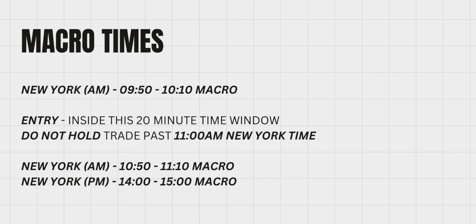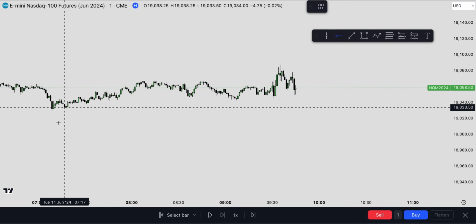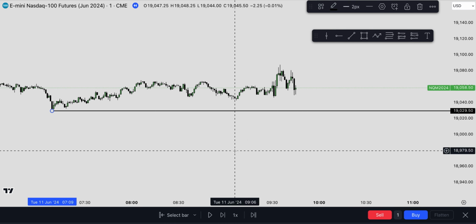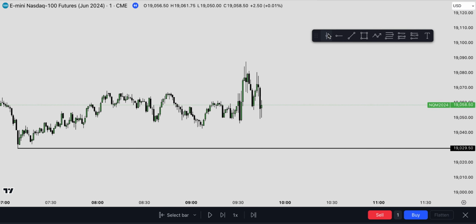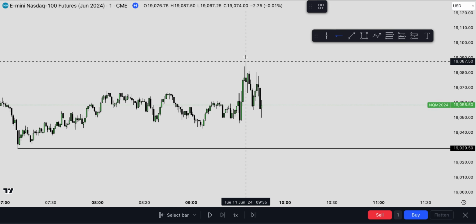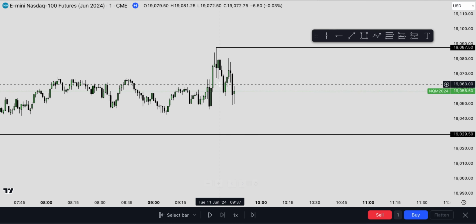So anyways, now that we've gone over all of those things, let's jump into the charts and go over a few example trades. All right, so let's go over the first trade example. First things first, what you want to do is mark out your buy side and sell side liquidity levels. So as you can see here, this is our sell side liquidity level and the obvious swing high here, which is our buy side liquidity level. Now, you're going to wait for one of these to get swept.